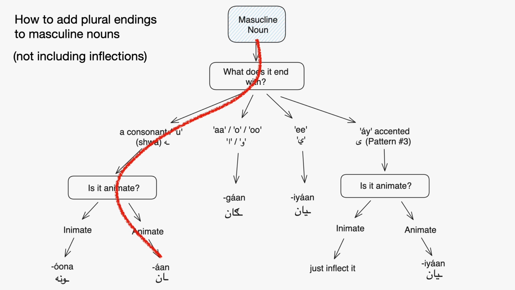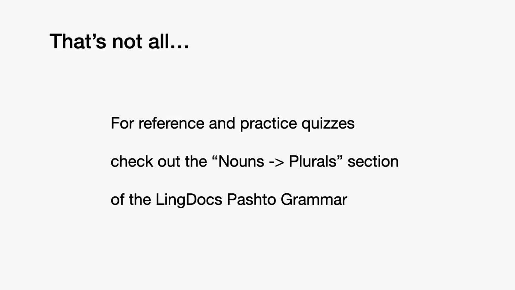So yes, it is quite complicated, but there are clear rules of how these things work. But unfortunately, that's not all. There are some more exceptions and special behaviors, and you can read more about that in the Lingdocs Pashto Dictionary. You can use it as a reference, and there'll be some helpful practice quizzes up there. And in the next video, we're going to explore more about some of these exceptions or special behaviors and how we inflect these plural forms.